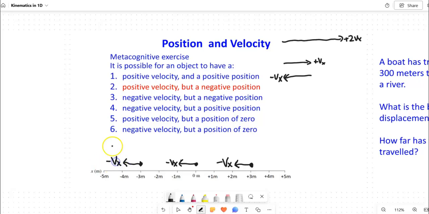So again, a positive and negative velocity has to do with the direction of the vector. Positive velocity vector is to the right. Negative velocity vector is to the left. And those vectors are independent of your position. Okay? So this is how position and velocity are two different things. Velocity is a vector. Position is just where you're standing on a number line. Okay?